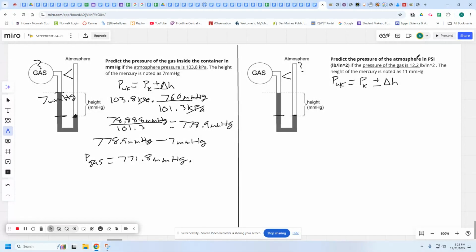And in the directions it says it wants it in PSI, pounds for every square inch. So I'm going to change the height of the mercury actually in this one to PSI. If you look at the height, it's 11 millimeters of mercury. Now I need to do a unimultiplier and get a ratio to cancel those millimeters of mercury out. If I use the standard pressures given in class, I know that 760 millimeters of mercury is equivalent to 14.7 pounds for every square inch.